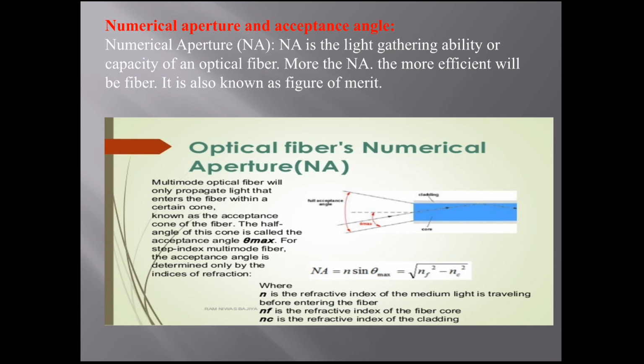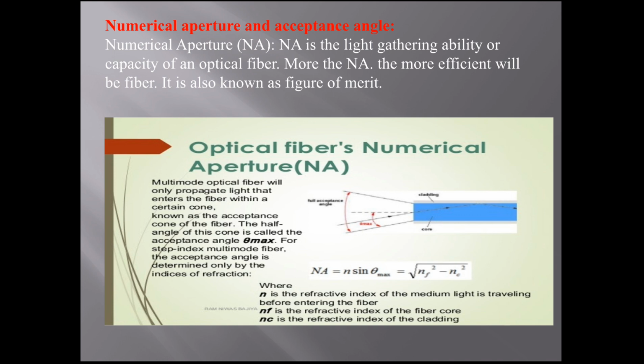Now the next concept is the numerical aperture and acceptance angle, meaning how light passes through an optical fiber. The numerical aperture is the light gathering ability or capacity of the optical fiber. The more the numerical aperture, the more the efficiency of the fiber. If the value of the numerical aperture is maximum, then the efficiency of the fiber is increased. It is known as the figure of merit.